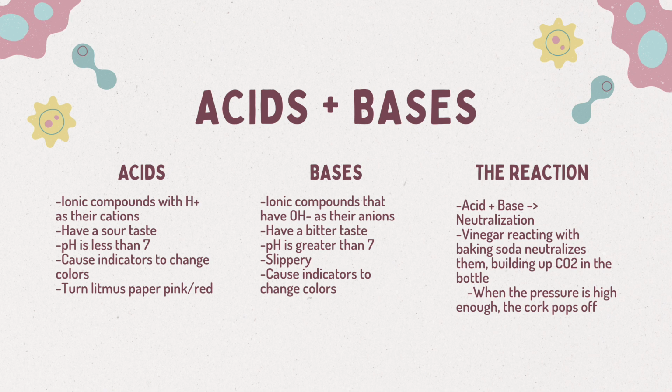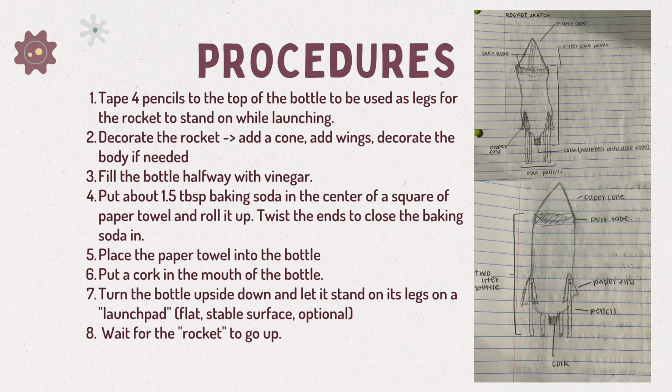The reaction. When an acid reacts with a base, it produces neutralization. Vinegar reacting with baking soda neutralizes them, building up carbon dioxide in the bottle. When the pressure is high enough, the cork pops off. Procedures. Tape 4 pencils to the top of the bottle to be used as legs for the rocket to stand on while launching. Decorate the rocket. Add a cone, add wings, or decorate however you like.